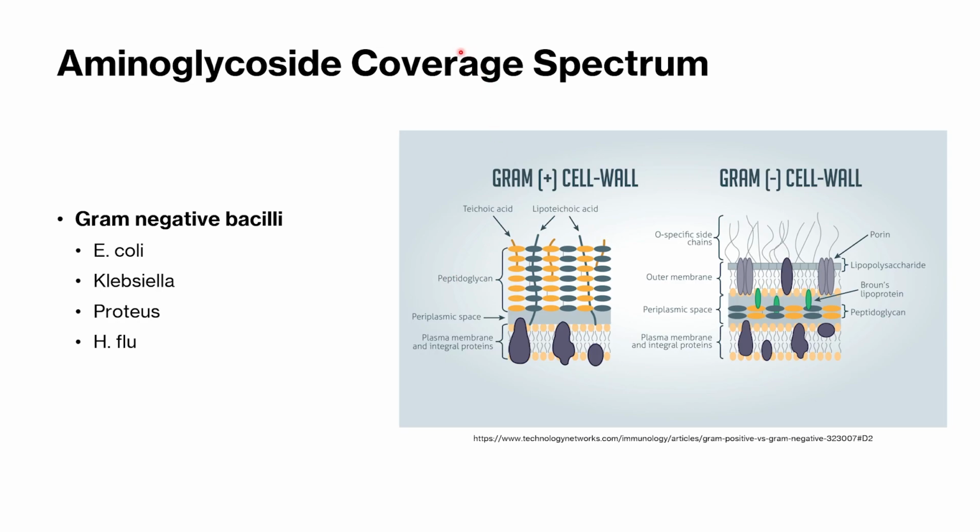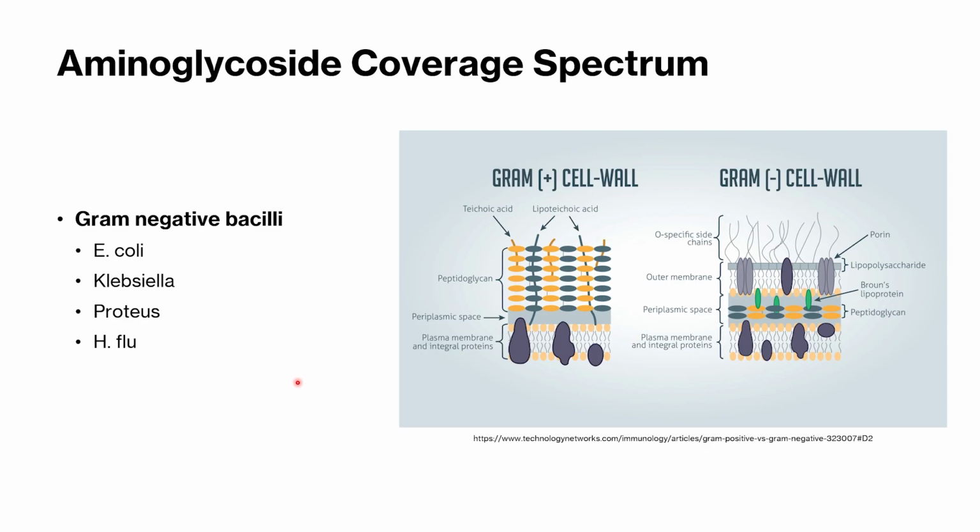So the aminoglycosides, what do they cover? Bug drug, what do they cover? They cover gram-negative bacilli, pretty much. Because of the differences in the walls, they can't get through this thick peptidoglycan layer in gram-positives. So they'll cover E. coli, Klebsiella, Proteus, H. flu.